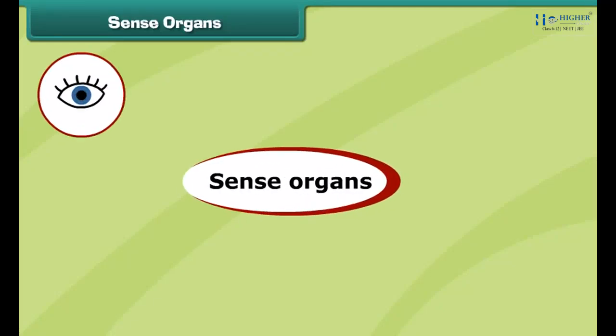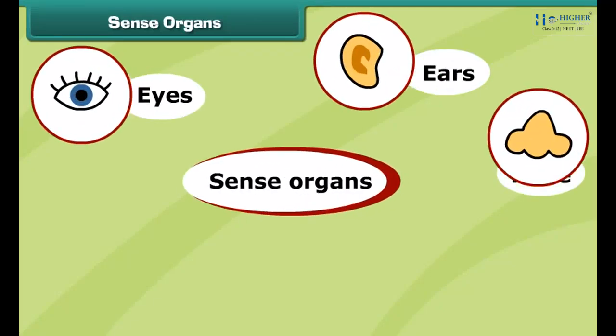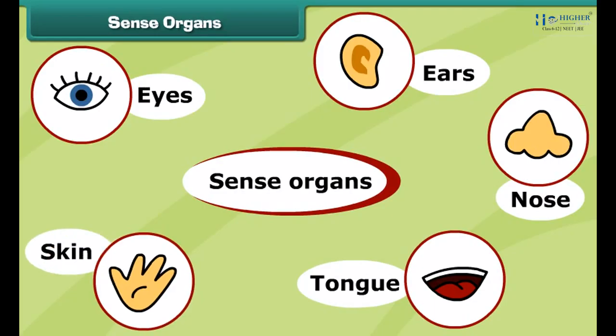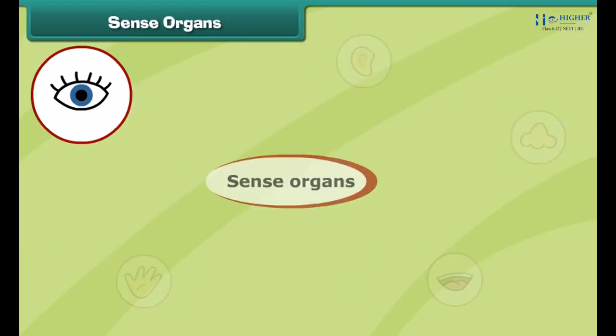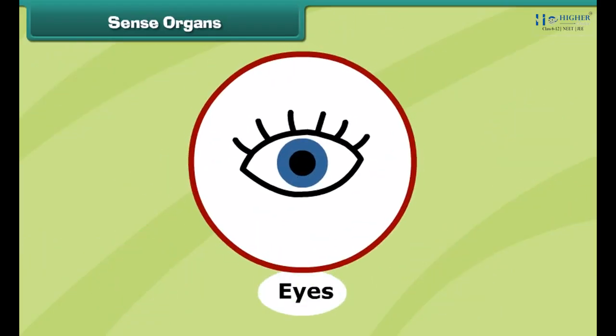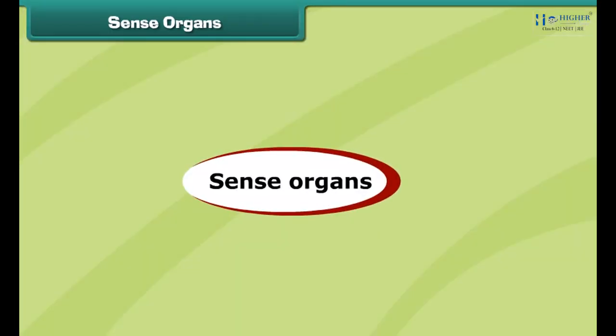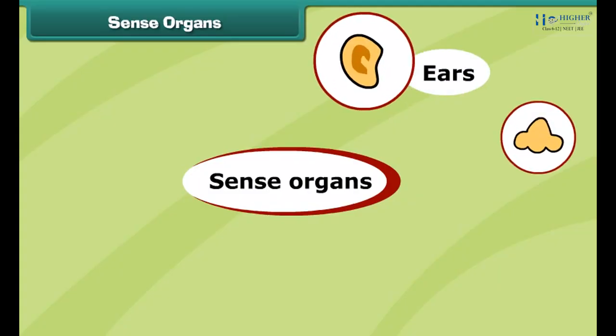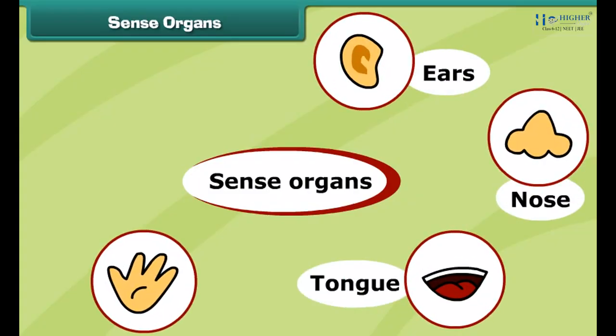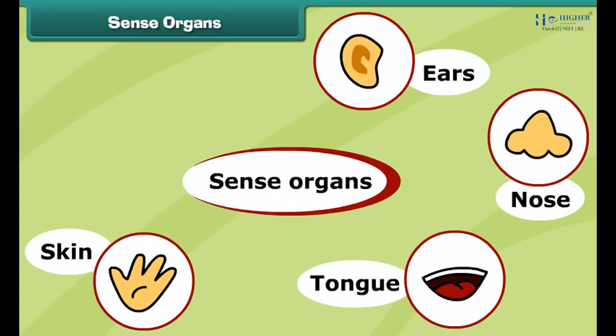Hi friends, but out of these organs, which organ of your body helps to see things around us? Yes, correct. It is our eyes. This is a type of sense organ. The other sense organs present in our body are ears, nose, tongue and skin. Let's know them in detail.